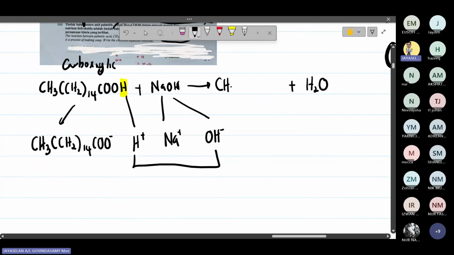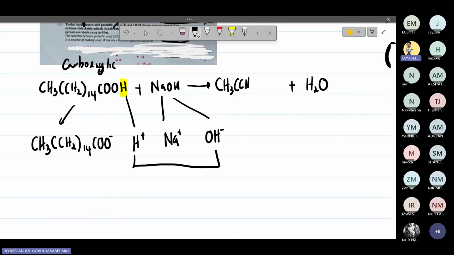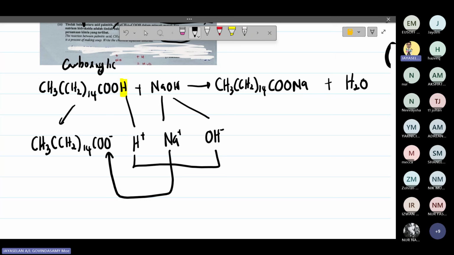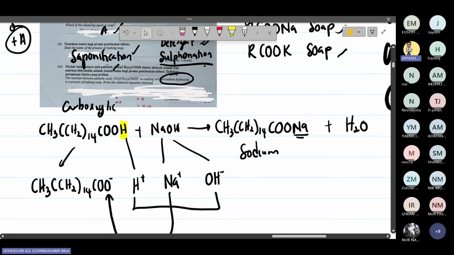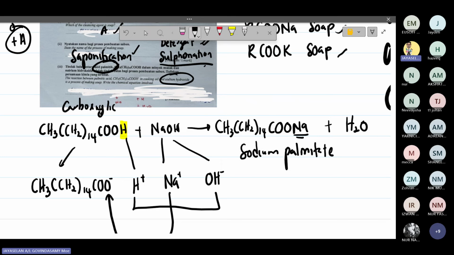Okay, then I write here CH3, bracket CH2, close the bracket, put 14. Then I put here COO, and I take the Na joined behind, Na. This is soap, plus water. You already scored 2 marks. This equation must also be memorized. So what is the name of this soap? Sodium, and here they put palmitic, right? So sodium palmitate. Any question? No question.